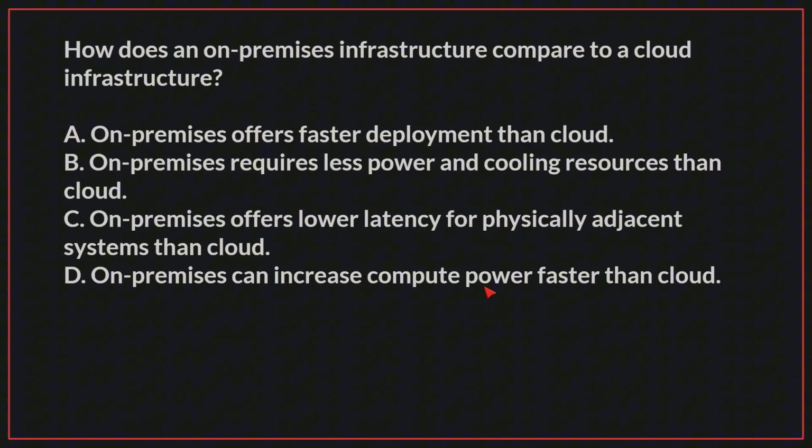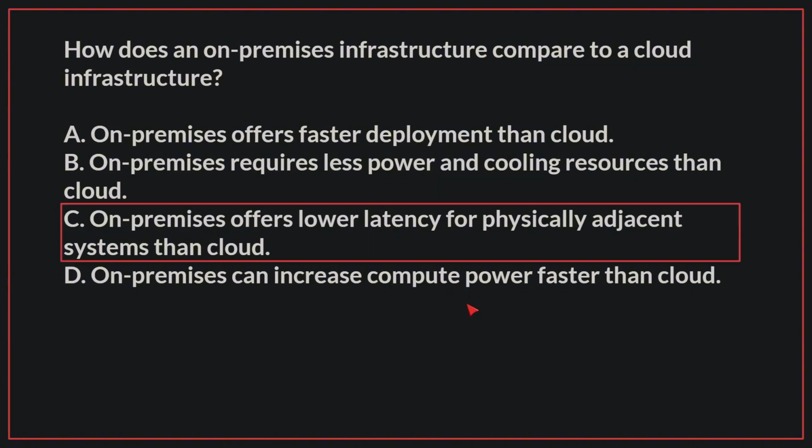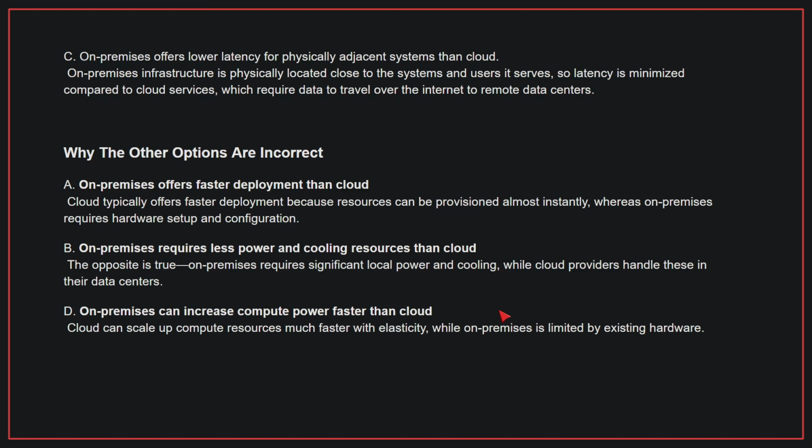How does an on-premises infrastructure compare to a cloud infrastructure? The correct answer is C. On-premises offers lower latency for physically adjacent systems than cloud. On-premises infrastructure is physically located close to the systems and users it serves, so latency is minimized compared to cloud services, which require data to travel over the internet to remote data centers.